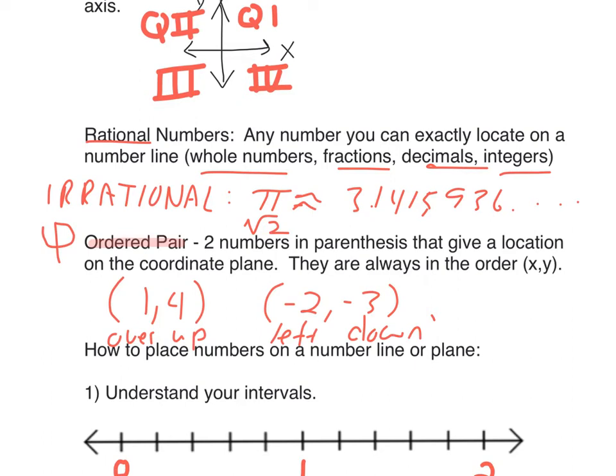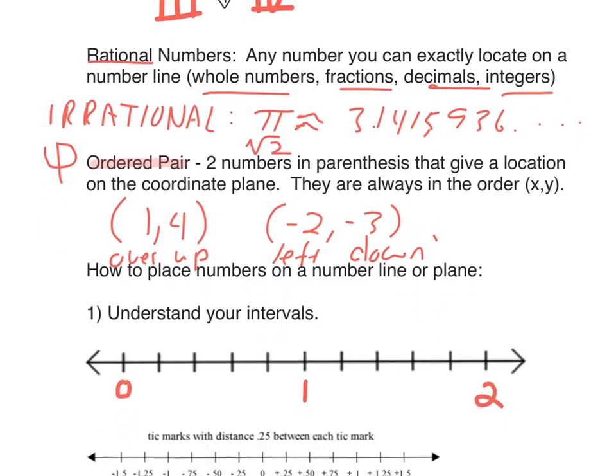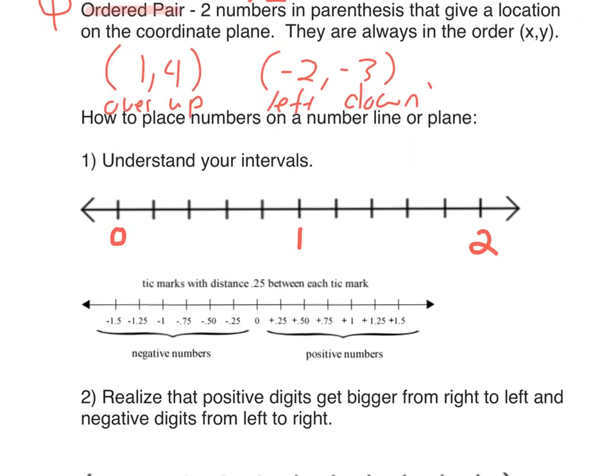All right. So your steps for your learning target. To place numbers on a number line or a plane, you need to understand your intervals. So on a number line, any kind of number line, the intervals, the spaces between each tick mark, have to be exactly the same on the entire number line. So from 0 to 1, you can see that there are 5 spaces. It takes 5 tick marks to get to 1. So that means that each space is either 1/5 or, as a decimal, 0.2.